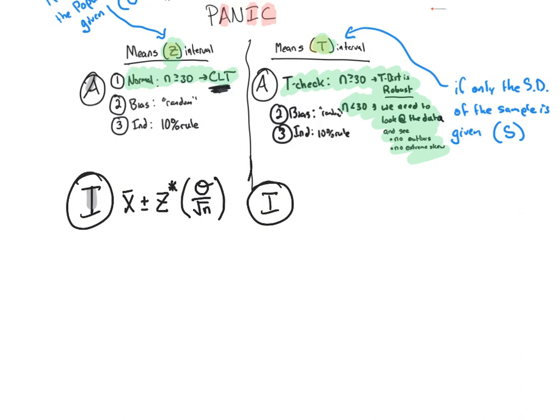If we're doing a t interval, it's x bar plus or minus t star, the t critical value instead of a z critical value, times the standard deviation of the sample divided by the square root of n. So notice the slight difference in those two right there.